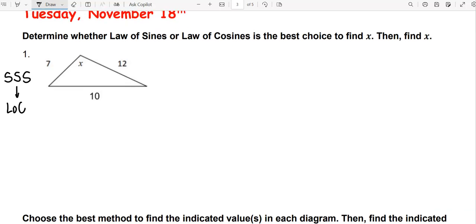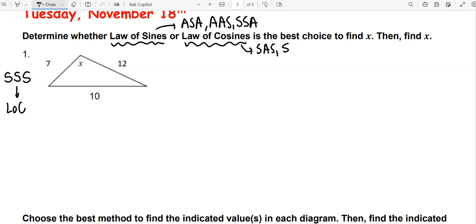Remember, if you need a refresher, law of sines is if we have angle, side, angle, angle, angle, side, or side, side, angle. And then law of cosines is if we have side, angle, side, or side, side, side. And that covers the 5 situations that you could have. So side, side, side tells us to use law of cosines.